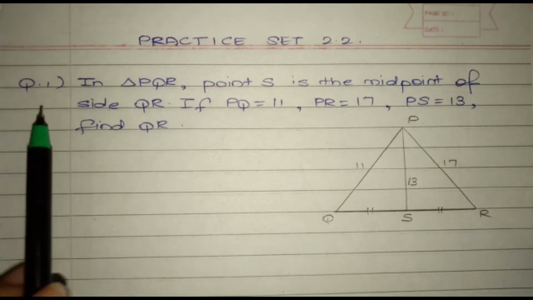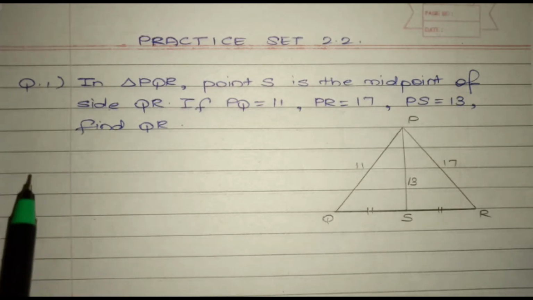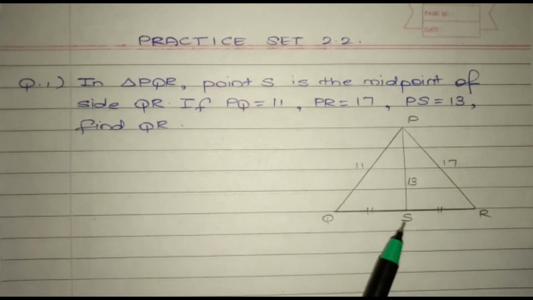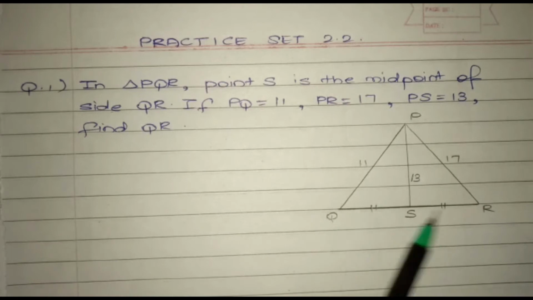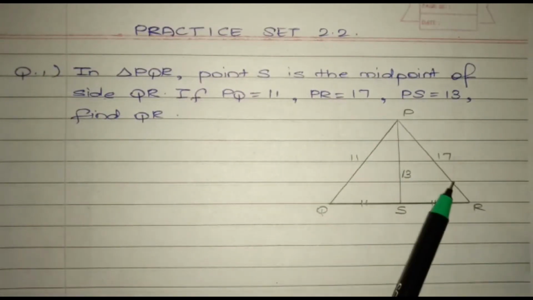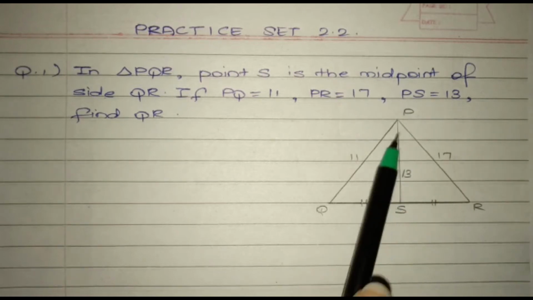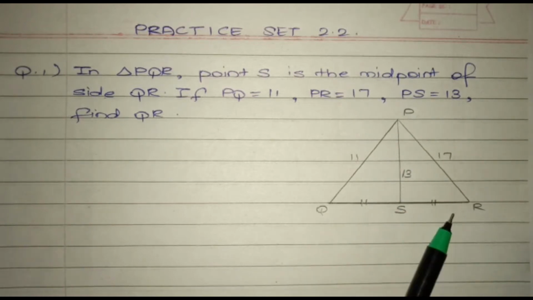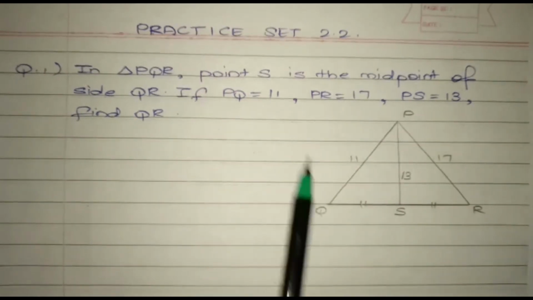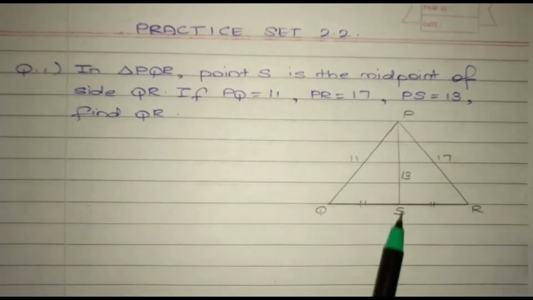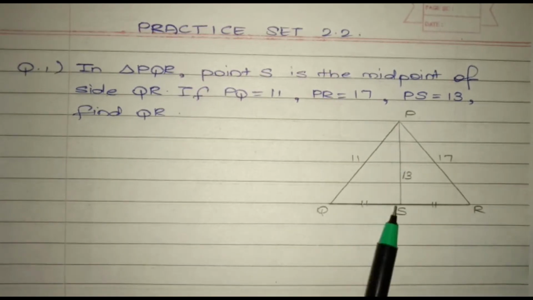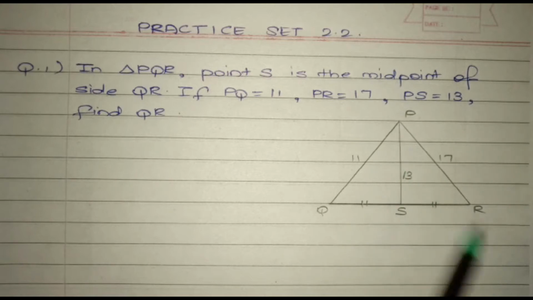Now in question 1 of practice set 2.2, it is given that in triangle PQR, point S is the midpoint of side QR. If PQ is 11, PR is 17 and PS is 13, we have to find out the length of QR. Now this question talks about the midpoint, that is S is the midpoint of side QR. It means that PS is the median of triangle PQR.